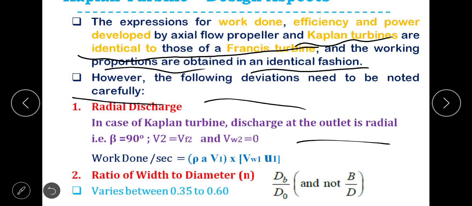Work done per second is equal to, very simple, rho A V1 multiplied by VW1 U1, because VW2 is equal to 0, where U1 is the peripheral velocity at the inlet, V1 is the absolute velocity at the inlet, A is the area of the jet, rho is the mass density, therefore that is discharge. And V1, area and velocity, you will get discharge.